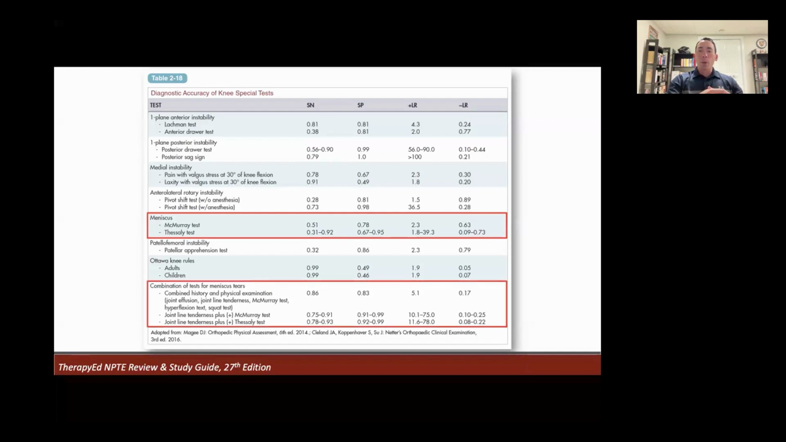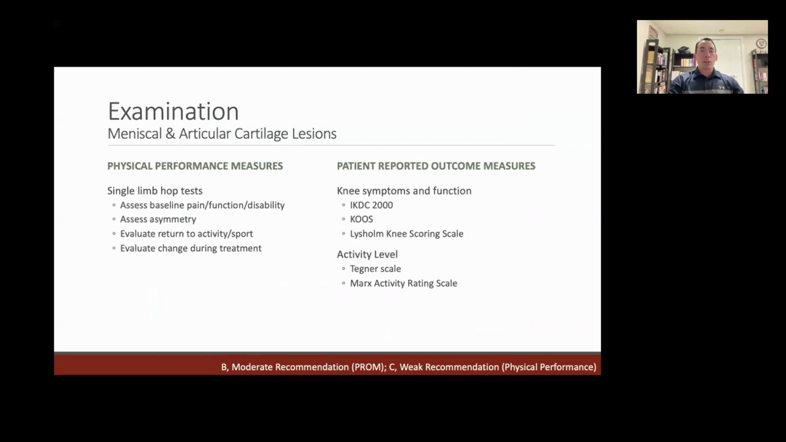Combinations of tests appear to be better than the individual tests in the diagnosis of meniscal tears. And each combination includes joint line tenderness and adds other elements such as the McMurray test, the Thessaly test, joint effusion, knee flexion overpressure, and the squat test. And just as with knee ligament sprains, it's important to also assess physical performance and self-reported function. The recommendations here are no different from those that we discussed previously, so I'm not going to review them again.